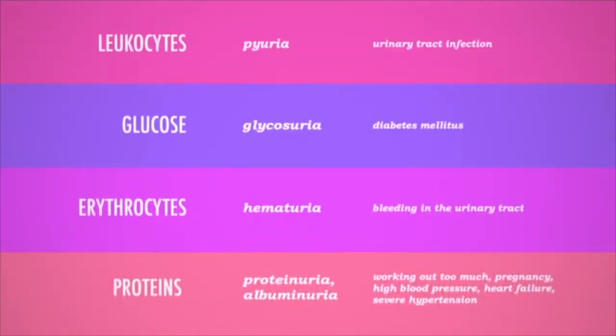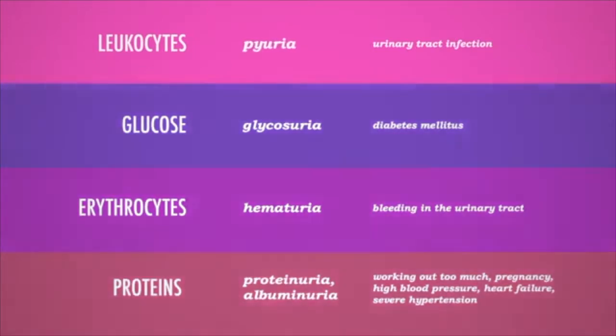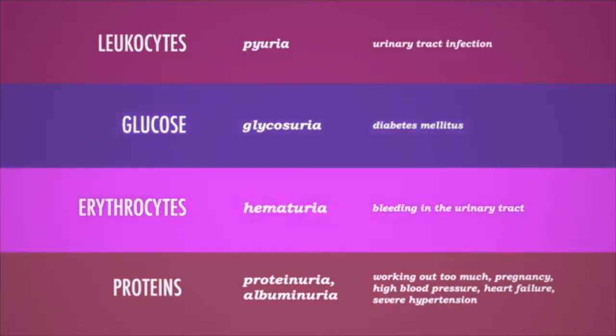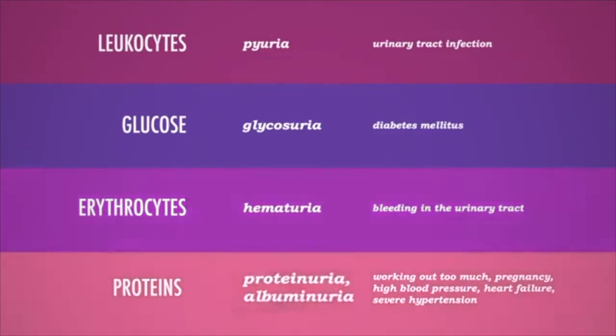If you give it to a doctor, and they can see that it's cloudy with white blood cells, that's a good sign you've got a urinary tract infection. If it smells sweet and contains a lot of glucose, you might have diabetes. If it looks pink, then unless you've recently eaten beets, you probably have internal bleeding somewhere. And if it's chock full of proteins, you could be pregnant, or working out too hard, or have high blood pressure, or be headed to heart failure.